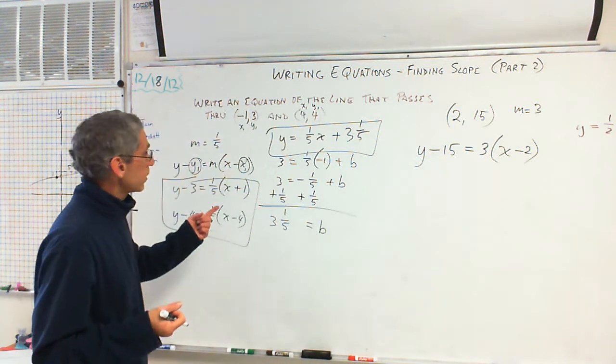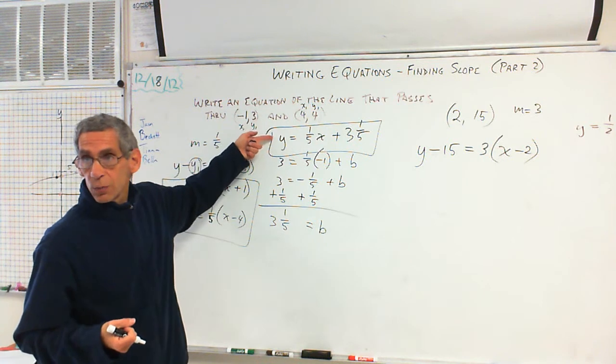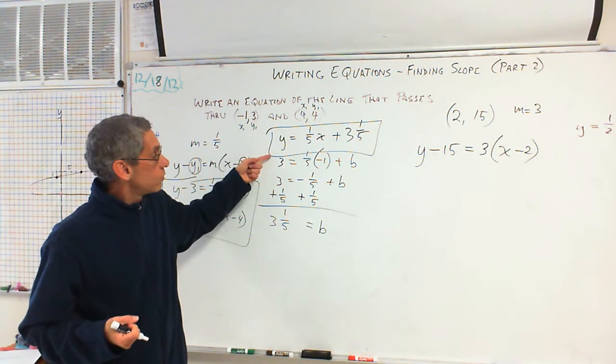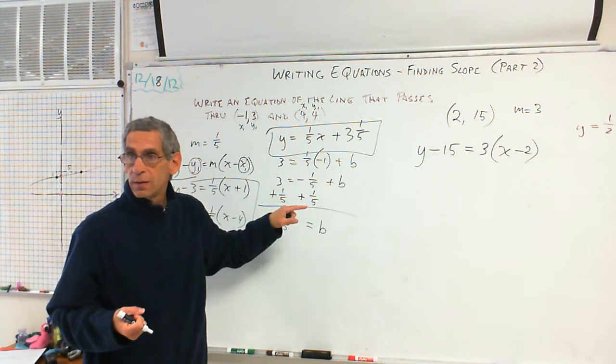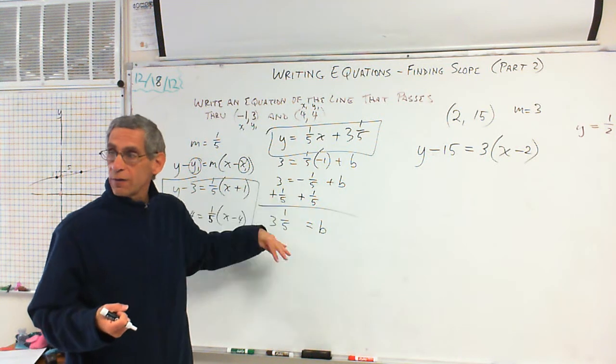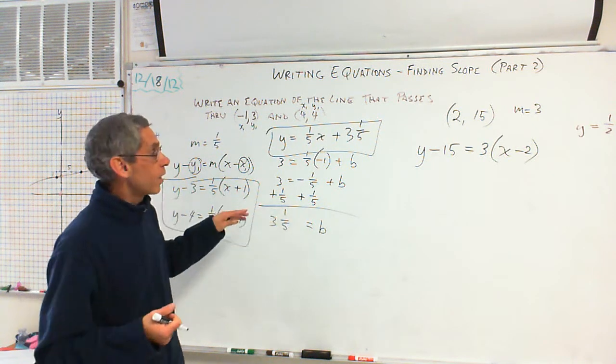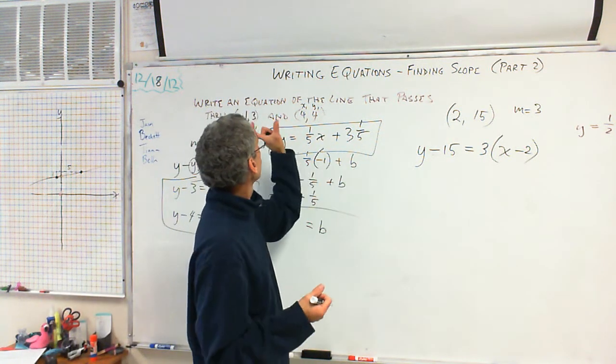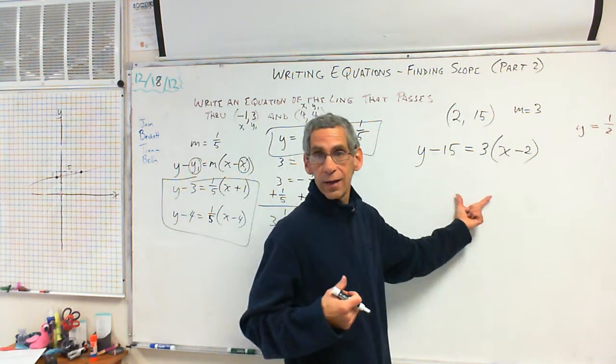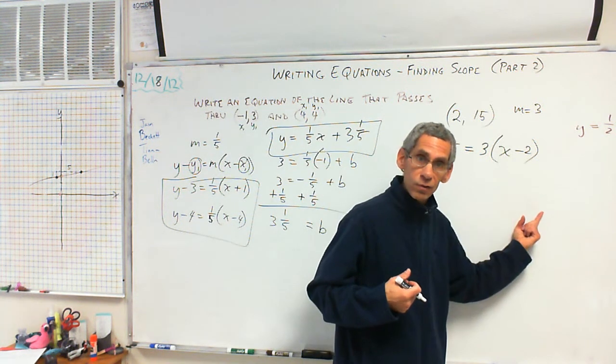You can also do it via slope-intercept, but it's a little harder. You have to do this extra step to solve for b. I don't really care if you all understand this part. I care that you understand this, that you have a slope and a point, and you can write an equation as soon as you have those two things.